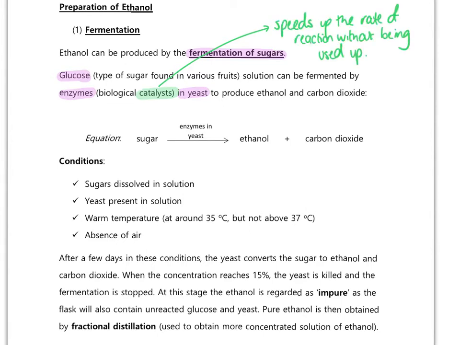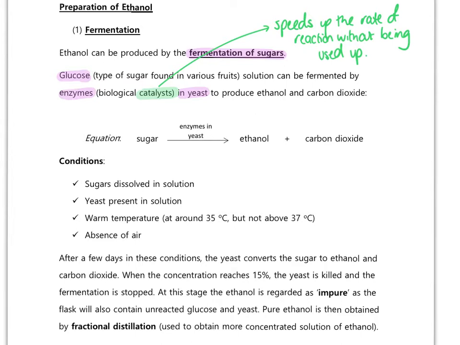So enzymes are just biological catalysts. In other words, they are catalysts that exist in biology. They exist naturally in our bodies, for example. But here we're looking particularly at the enzymes in yeast. And that causes the fermentation of glucose. And that reacts to produce ethanol and carbon dioxide. And the equation is written there for you.